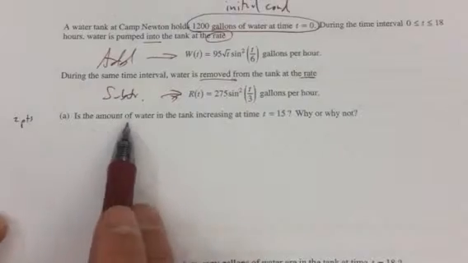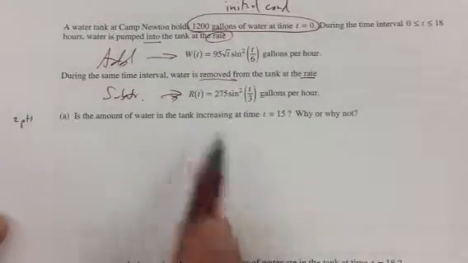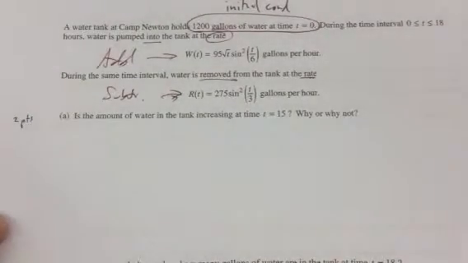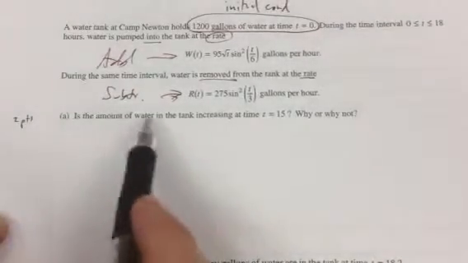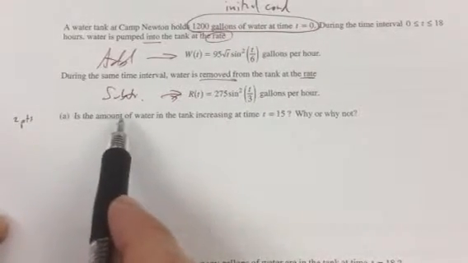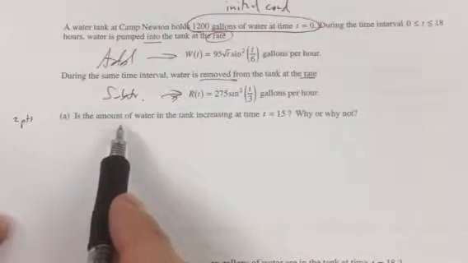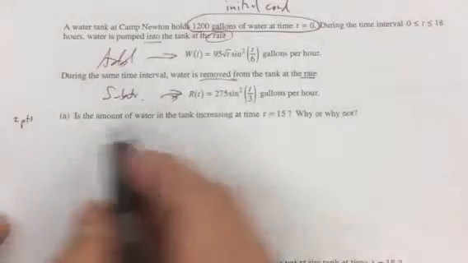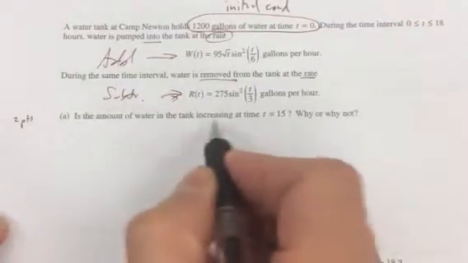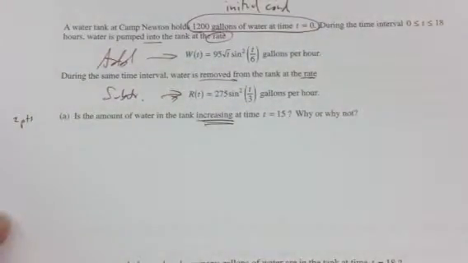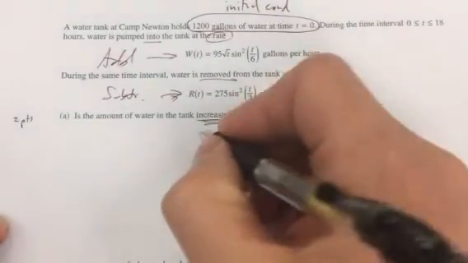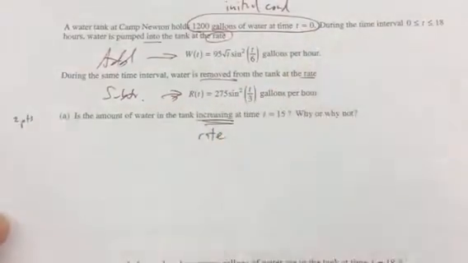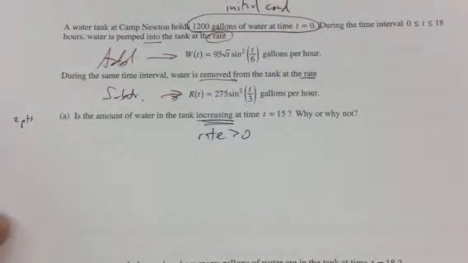All right, part A: is the amount of water in the tank increasing? I know a lot of you will look at amount of water and think, I'm going to integrate, I'm going to accumulate water. If you were calculating the amount of accumulation, that would be integration. But this says, is the amount of water increasing? Since we're talking increasing, we want to check if a rate is positive. That is a derivative being positive.